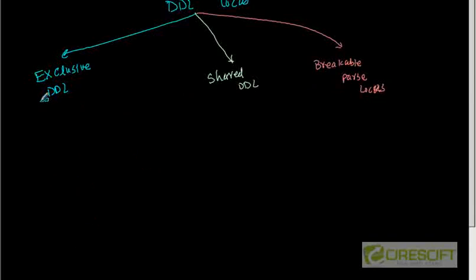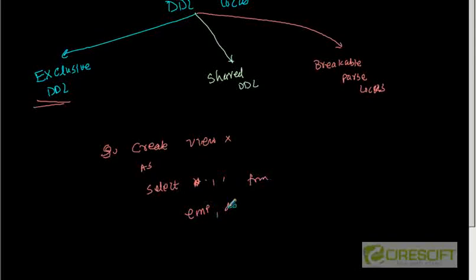All right, so this is the exclusive DDL lock. The shared DDL lock is basically to protect the structure of a referenced object against any modification by other transactions. Let's try to understand what that means with an example. I'm going to create a view: create view X as select something from EMP, comma department.